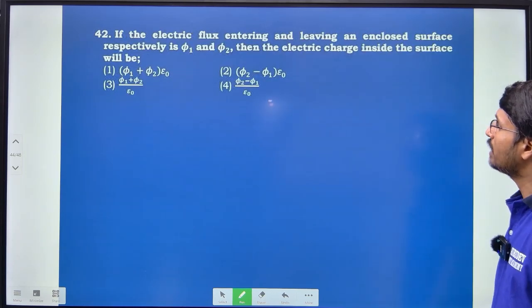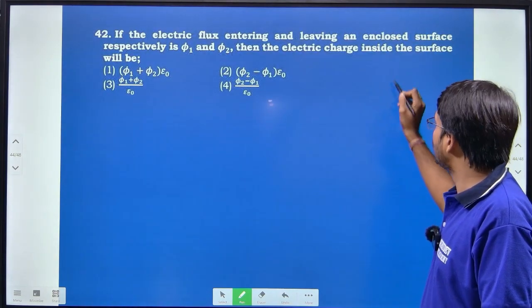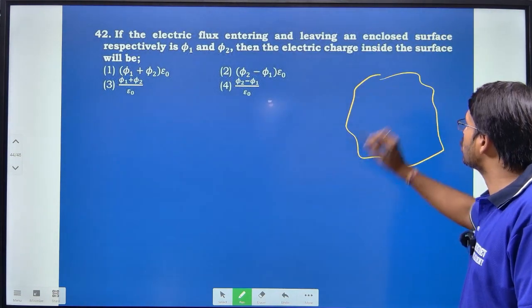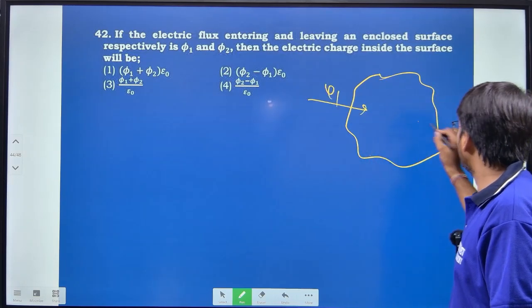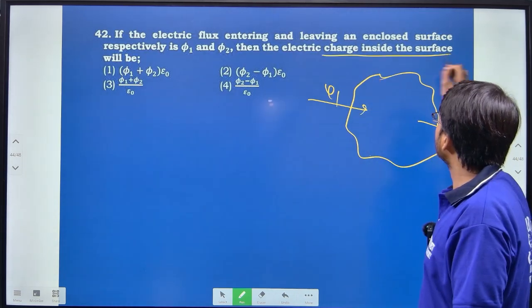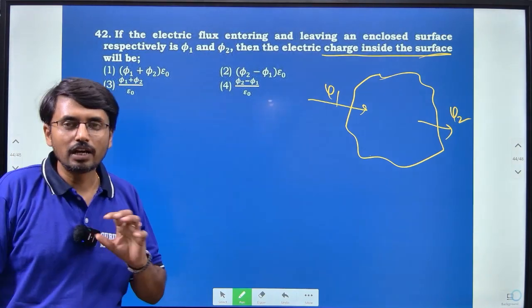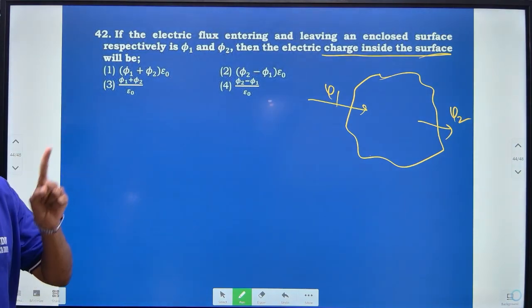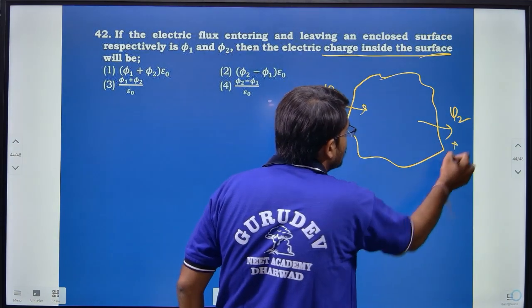The next one: the electric flux entering and leaving an enclosed surface. Let us say we have a closed surface. Entering is phi1, leaving is phi2. Then the electric charge inside the surface, so what is the equation we have? Gauss law: total flux is directly proportional to the charge enclosed.